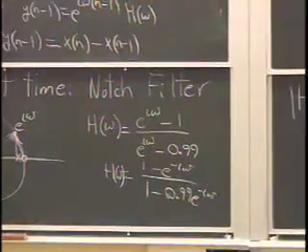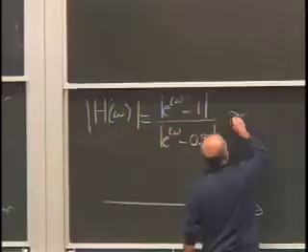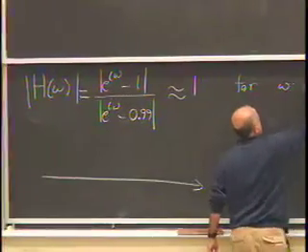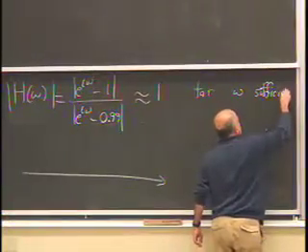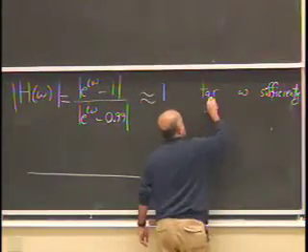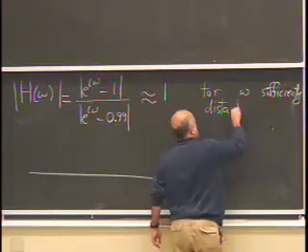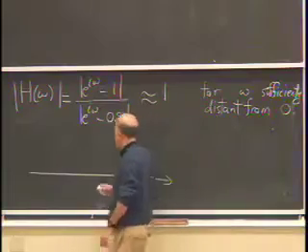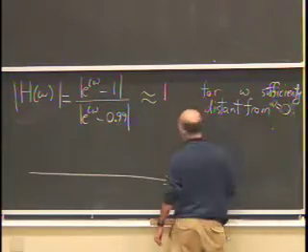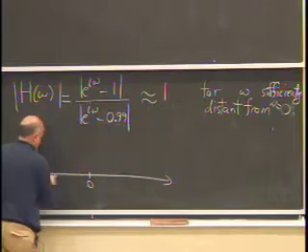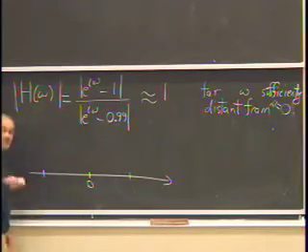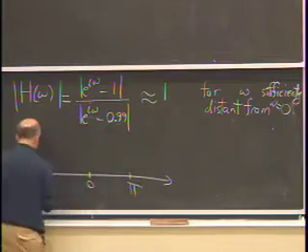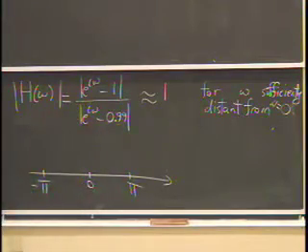So let's plot. The magnitude is approximately equal to 1 for omega sufficiently distant from omega equals 0. So this is omega equals 0, and all I care about, because this is a discrete time system, is one interval of length 2 pi. So I'm going to worry about the interval from minus pi to pi.